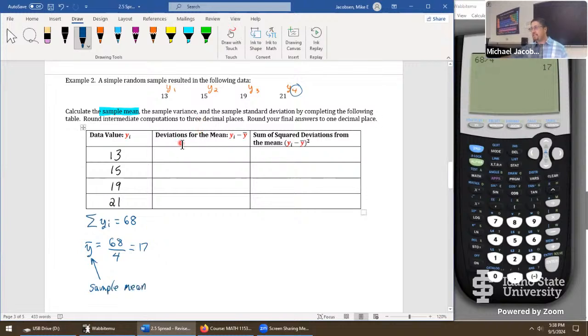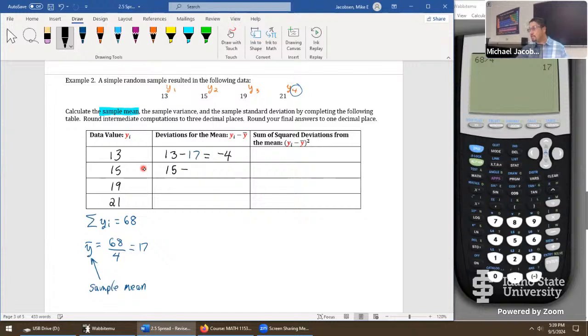Now, this is called deviations for the mean. What we're doing here is we're measuring the distance of every observation from its sample mean. So the way we do this table here is we take a data value 13, subtract the sample mean, which was 17, and perform the computation. So 13 minus 17 will give us a -4 to start. Then go down the line, every data value, just subtract the mean.